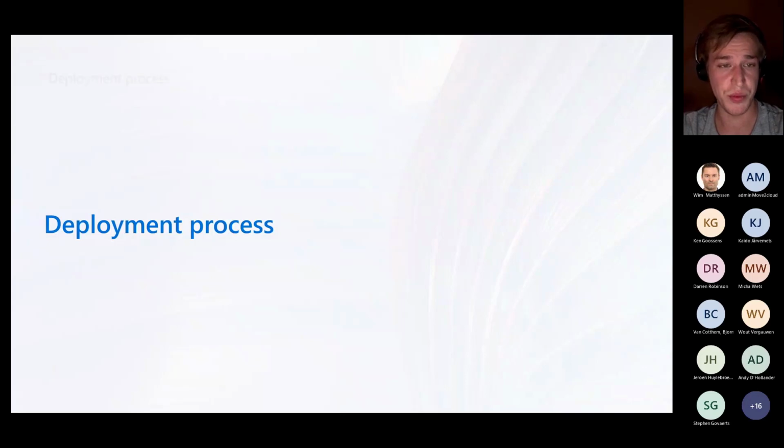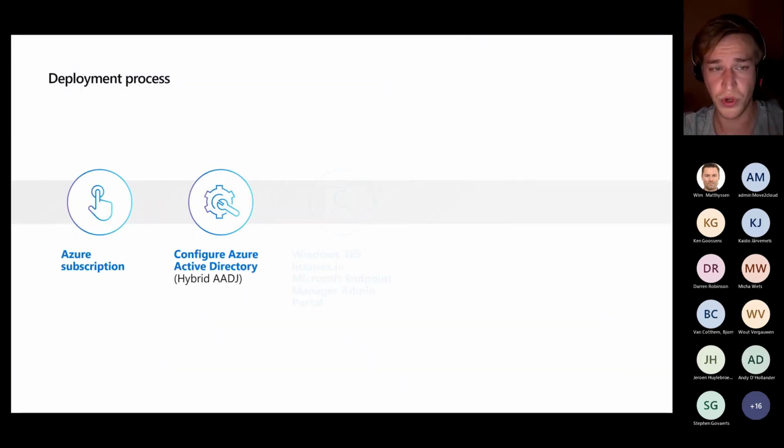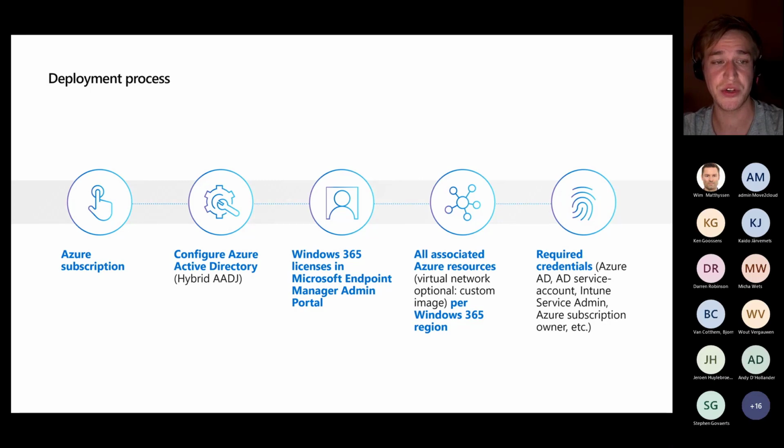So let's go over the deployment process first. As said before, we require the Azure subscription where we set up the Azure VNet. We have to configure hybrid Azure AD join. You will have to assign a Windows 365 license in the Endpoint Manager portal. I'm not going to show that part because obviously it's like adding an E3 or E5 license to a user. It's no rocket science. We can associate Azure resources, and we will have to have the required credentials to add our cloud PCs to an Active Directory domain.